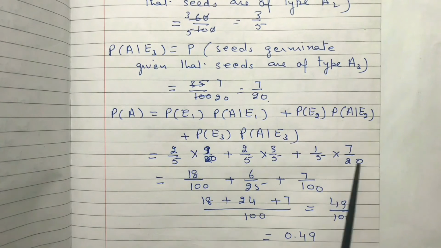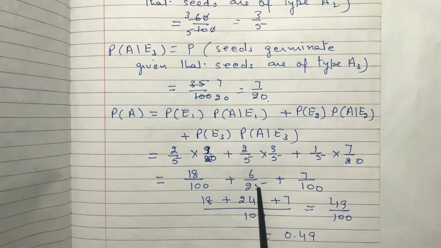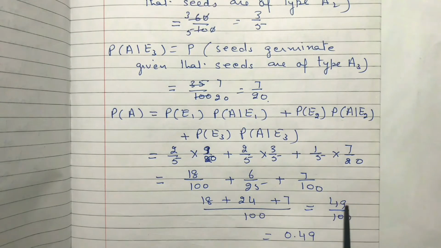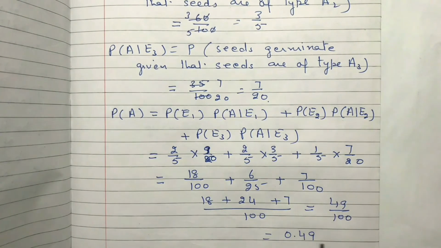So we have substituted the value here. This is equal to 18/100 plus 6/25 plus 7/100. Take the LCM. You will have 18 plus 24 plus 7. That is equal to 49/100. So that is equal to 0.49. Probability that seed germinates is equal to 0.49.